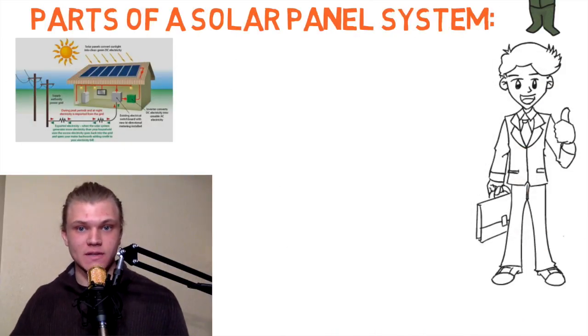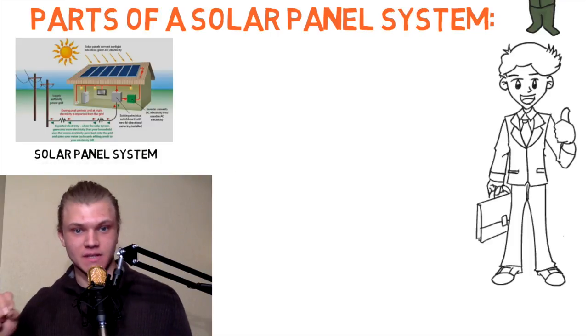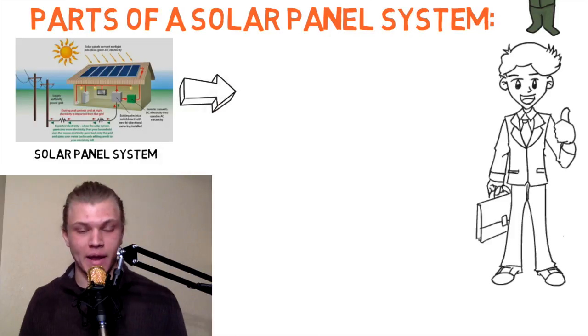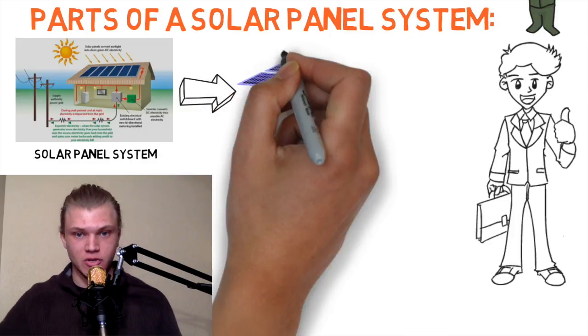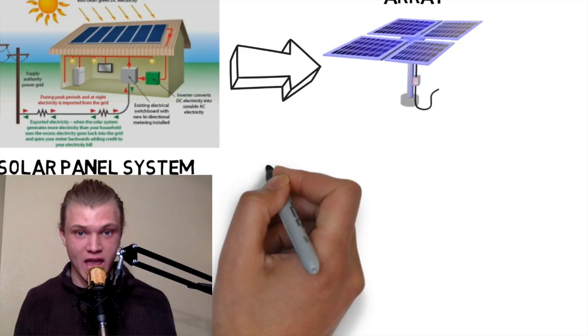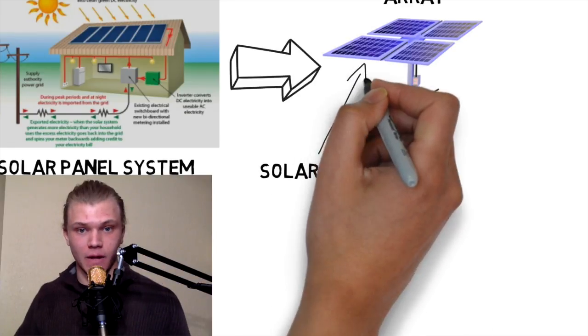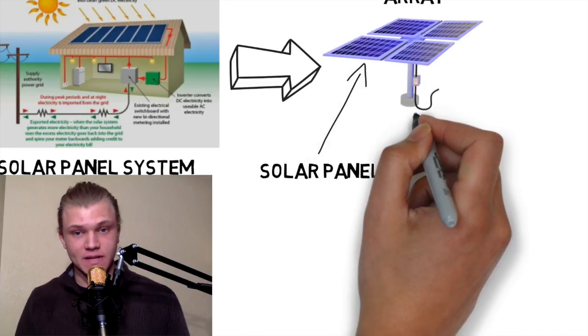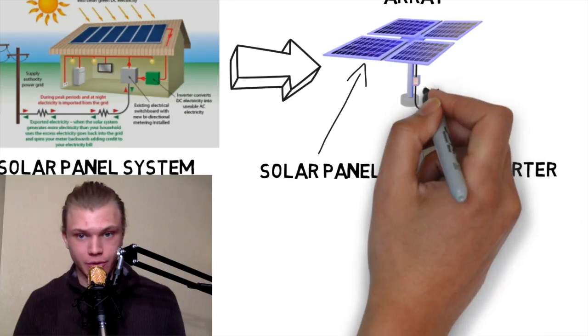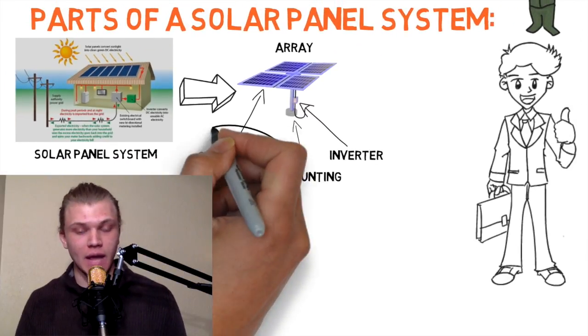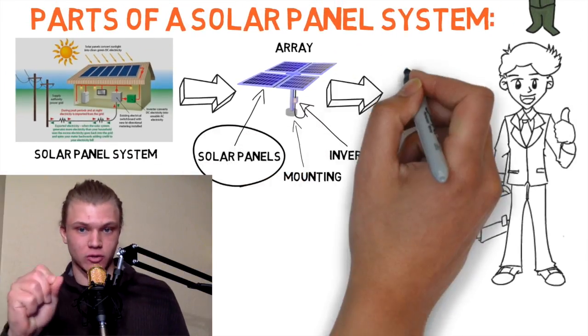Parts of a solar panel system. The first thing we're looking at is the solar panel system. Now this is collectively everything from the sun to the panels to the grid that you're hooked up to. The next thing is called the solar array. The array is made up of solar panels, the mounting system, and the inverters that you use to change the electricity. And what we're going to be diving into further is the solar panels themselves.